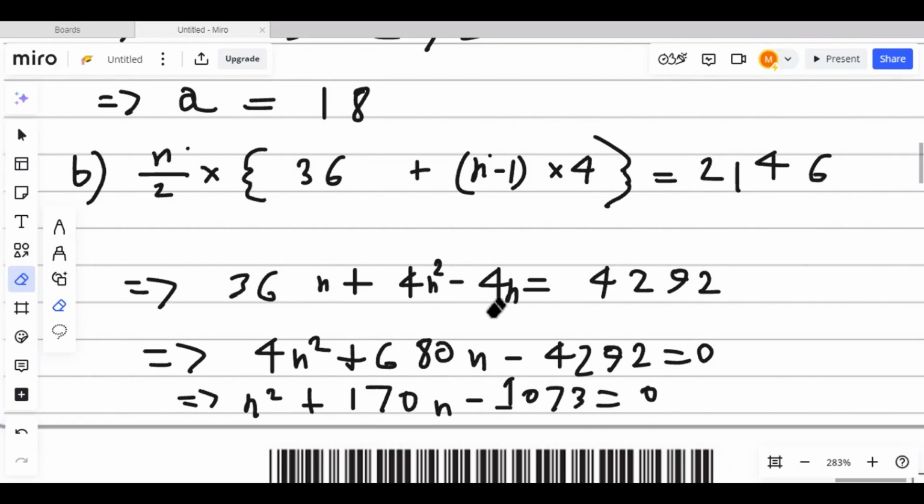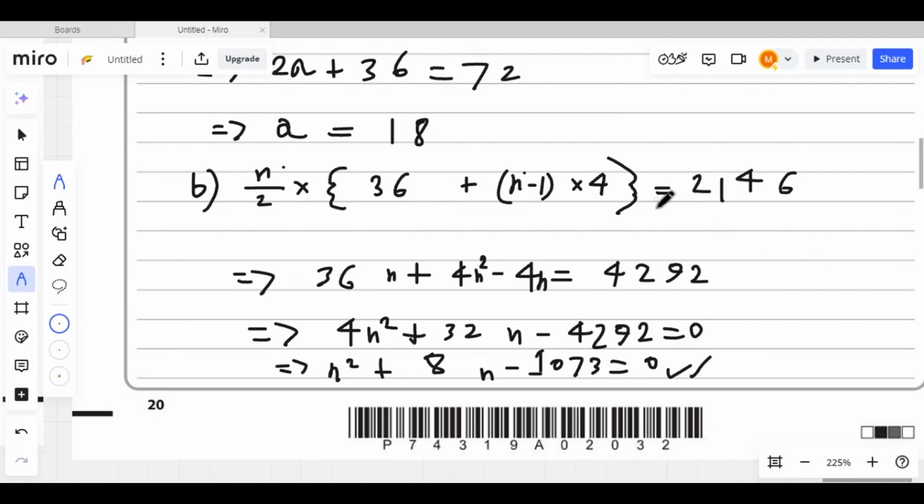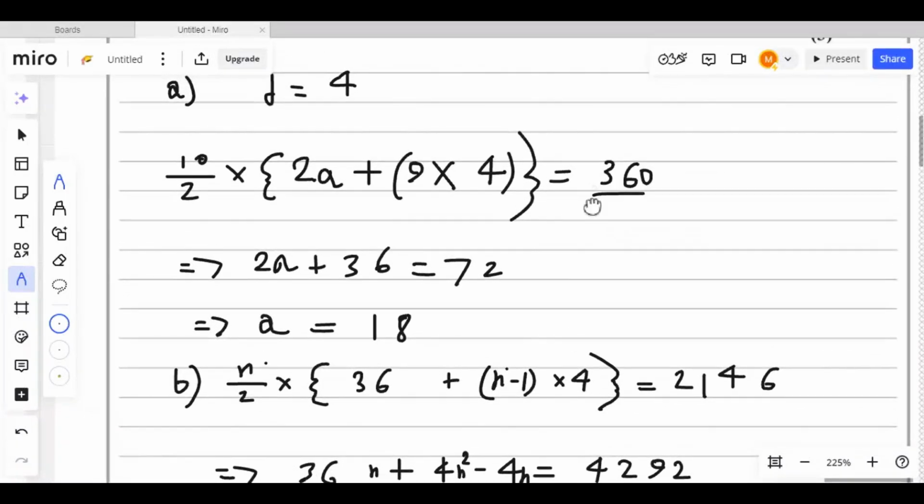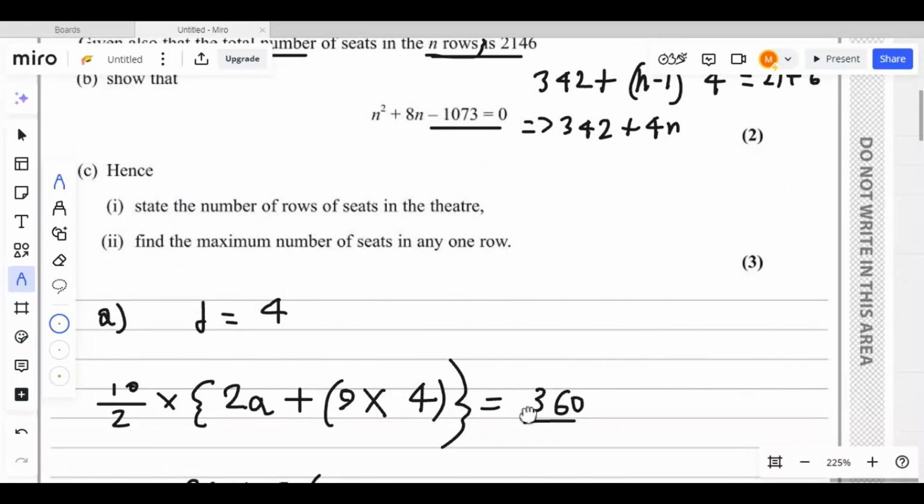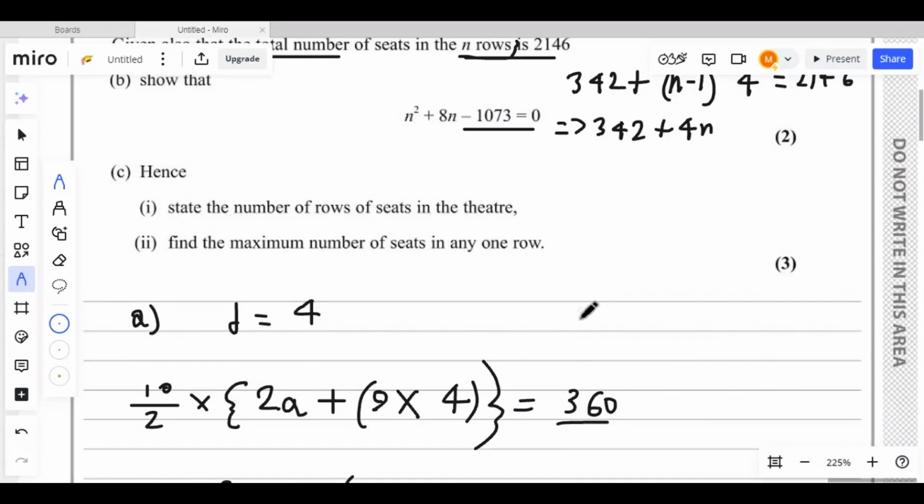36 minus 4. This is what? 32. So it will be 32n. 32 divided by 4, this is 8. That's fine now. 8n minus 1073. Okay, that's it. The process is fine. Our mistake was in the calculation.